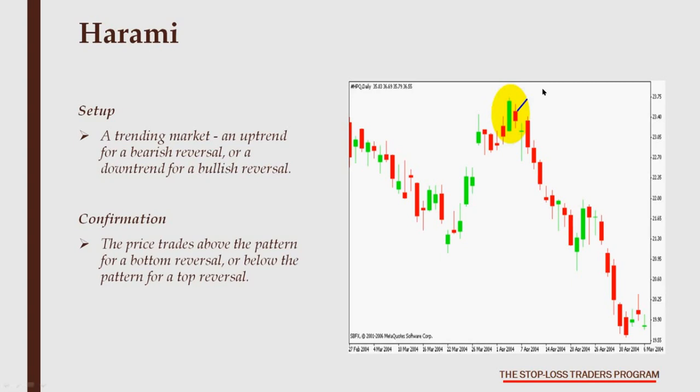Had this been a green candle, then you require additional confirmation. Then you're going to take help of this: the price trades above the pattern for a bottom reversal or below the pattern for a top reversal. So had this candle been a green candle, price needs to trade below the real body of that candle. Only then is the top going to be considered in place.